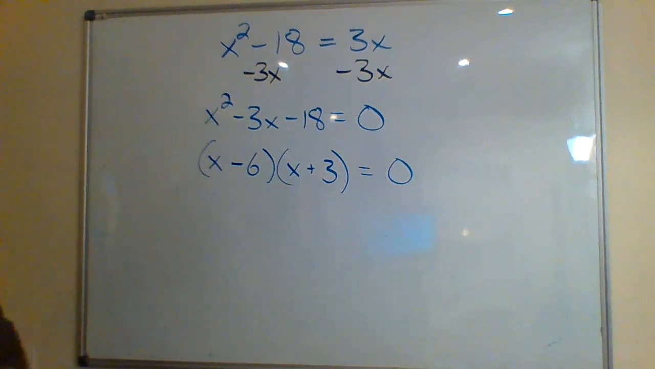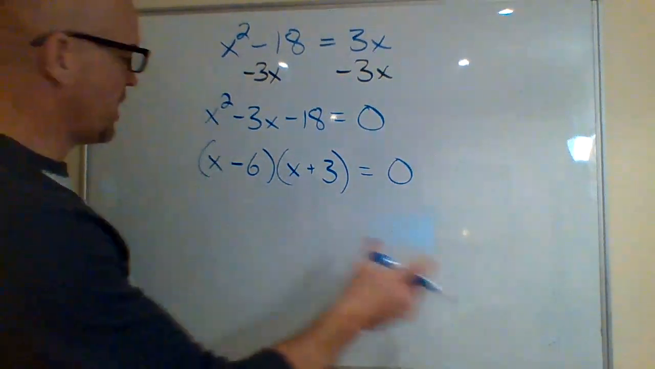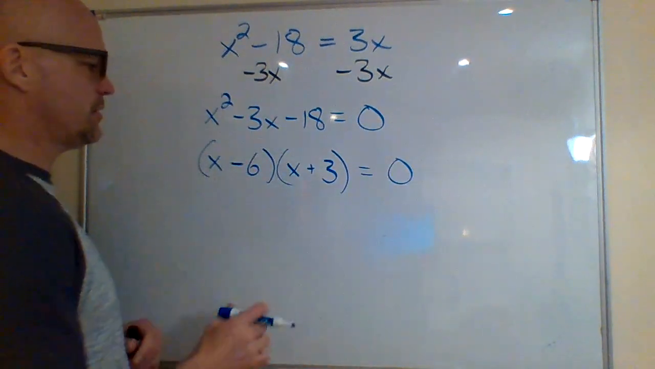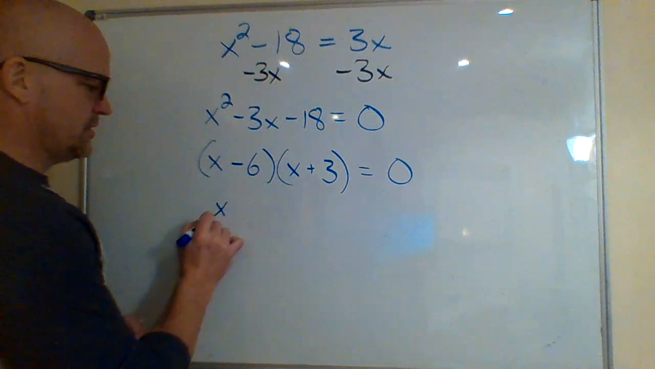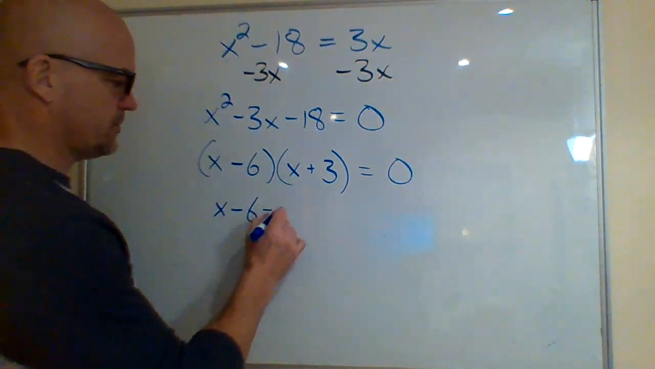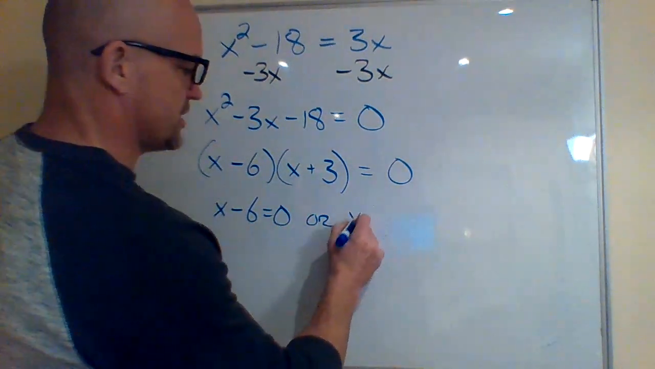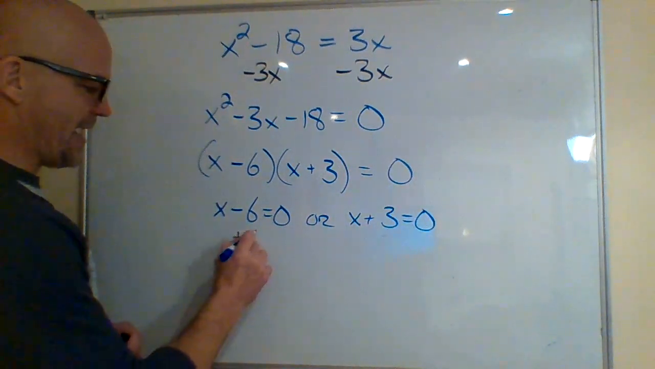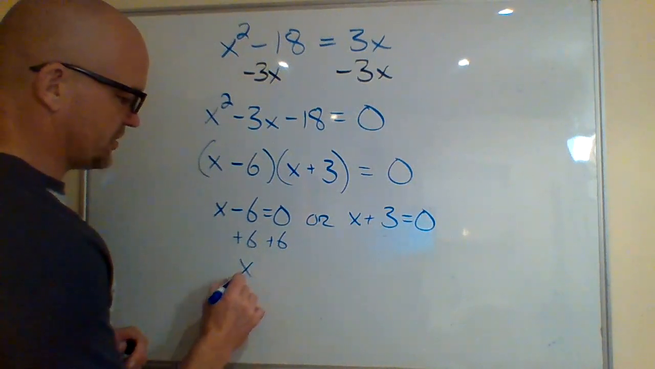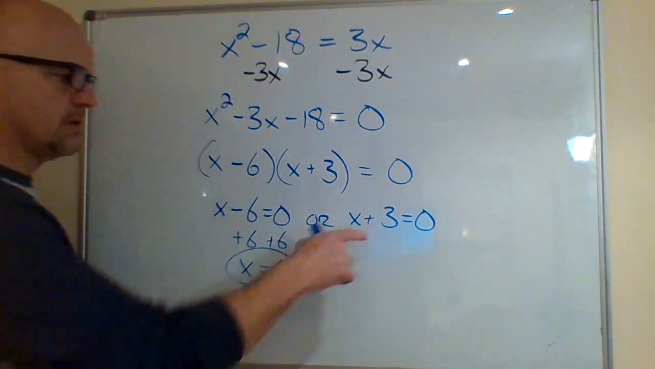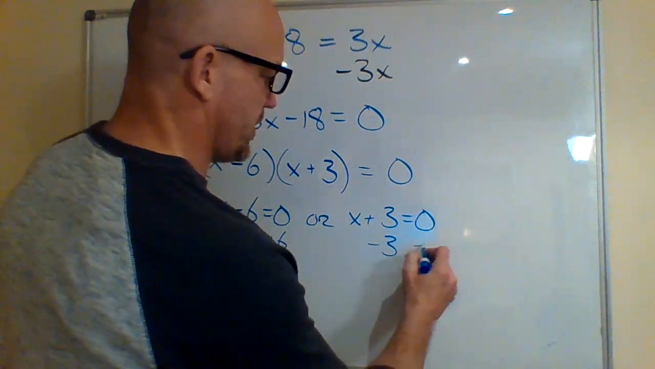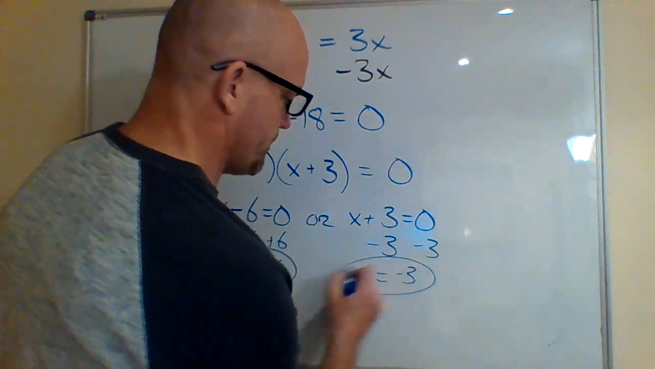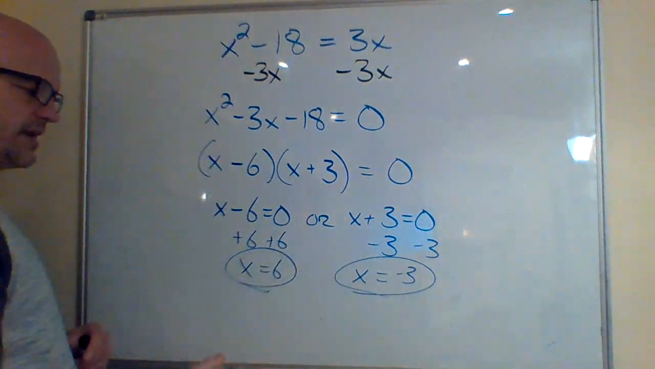Now that I have that factored and set equal to 0, I can say, all right, zero product property says these two things multiplied to equal 0, one of them has to be 0. So either x minus 6 equals 0 or x plus 3 has to equal 0. Solving these, add 6, x is going to equal 6. Solving this one, subtract 3, x is going to equal negative 3. So my two solutions are 6 and negative 3.